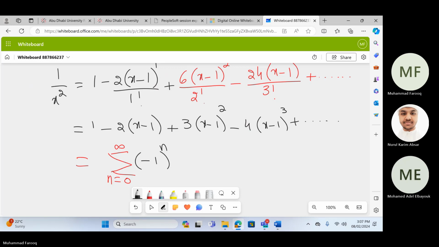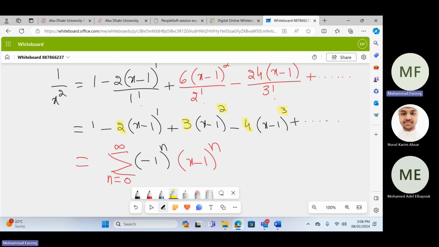Now, you can observe that something is repeating in each and every term: x minus 1. Here the power is how much? 1, and then 2, and then 3. So I can write x minus 1 to the power n plus 1. One more thing you can observe: when the power here is 1, what is that? When it is 2, what is that? When it is 3, what is that? Whatever you have here, one number is extra.